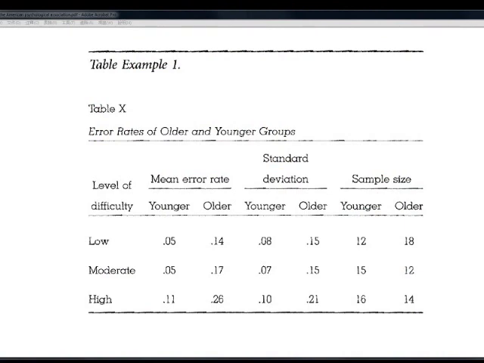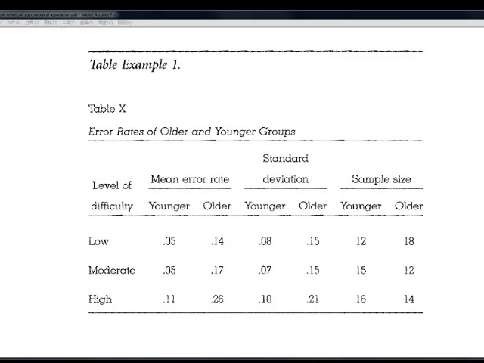In table example one, we have a lot of things here that are really, really useful. Let's take a look. They have the number of the table. It's called table X, right? The label for the table, right? At the top, they have error rates of older and younger groups. So this is the label for the table. Then they have a horizontal line. Next, they have level of difficulty. And then they have some horizontal lines there, right? Mean error rate on top, and then younger, older on the bottom.